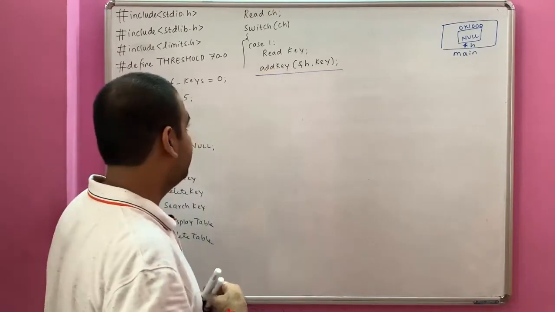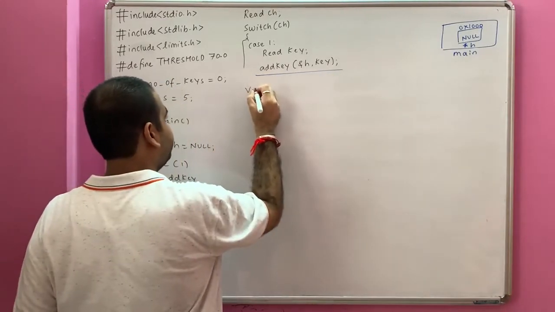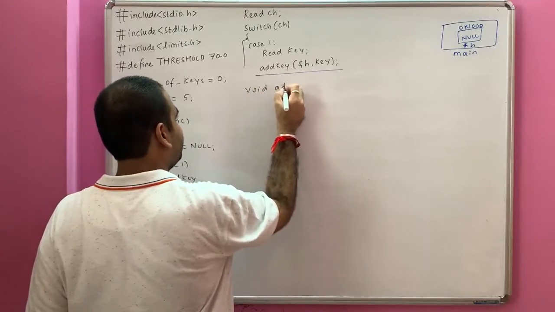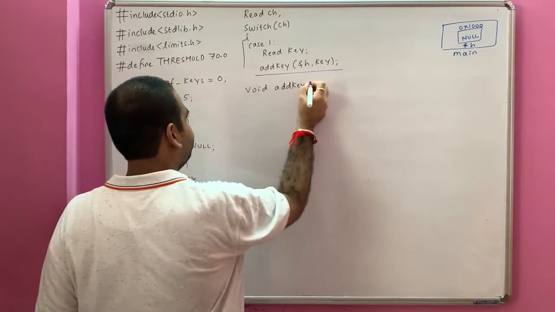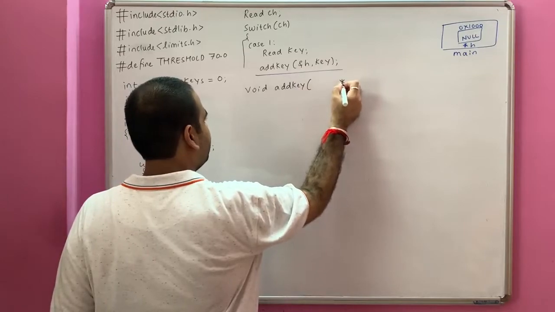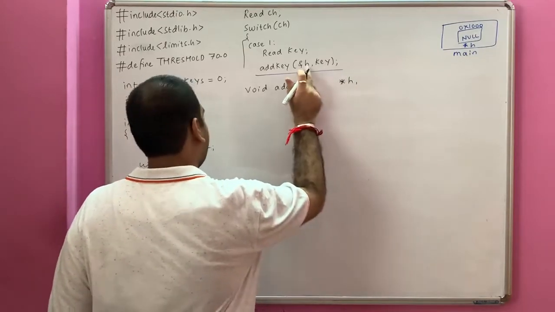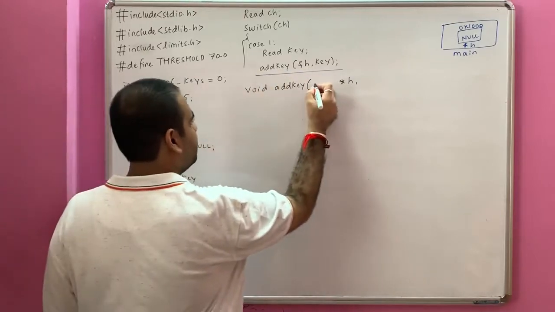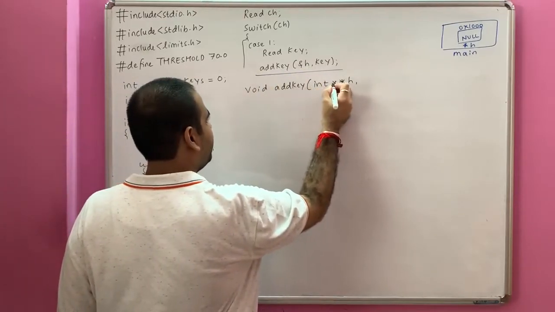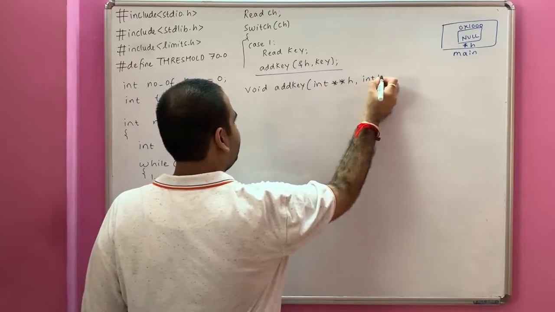Okay, that's very simple. We say void. What is the function name? Function name is add key. The first parameter is ampersand, therefore it should be star. You can give any variable name h. Now h is of what type? Int star. Therefore it becomes a double pointer. And what do we need? We need the key.